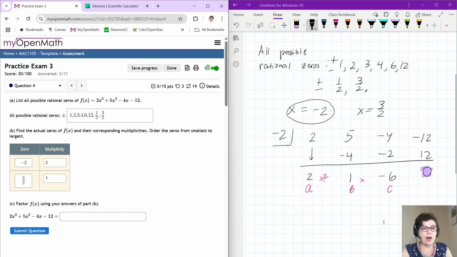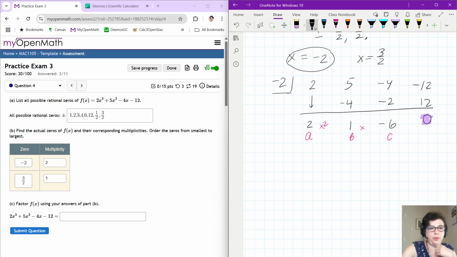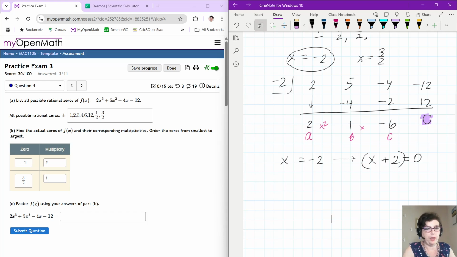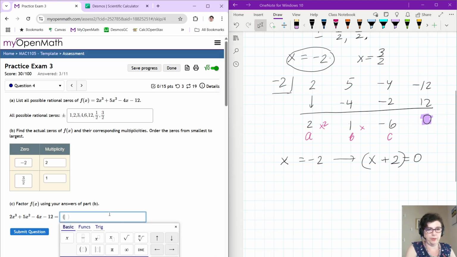All right, now how do I come up with the form that I can put in the last blank with the factored form? Okay, so let me discuss that with you. So if I have a zero of x equals -2, what factor does that correspond to? So remember, this should be the same thing as solving x plus 2 equals 0, right? So x equals -2 is x plus 2 equals 0. So this guy will correspond to x plus 2. So that will go here.